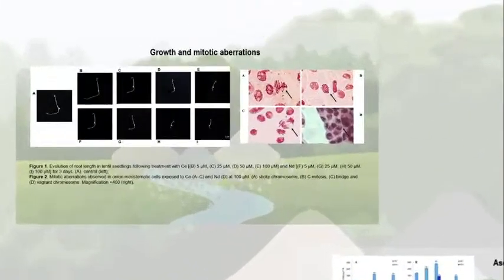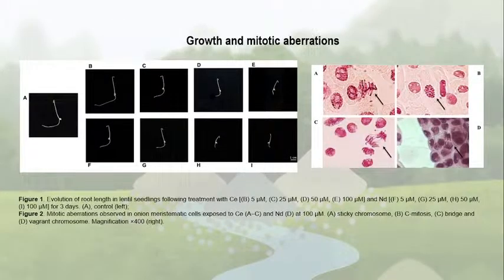Some of the results that we had about the growth and the mitotic aberration: of course, with the higher concentration, we could see an inhibition in the growth of the plant. But what's really important is that the lowest concentration of cerium helped the plant to grow even more than the control. So here we see a positive effect, and again the hormesis.